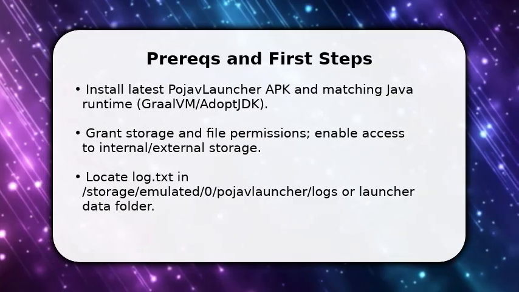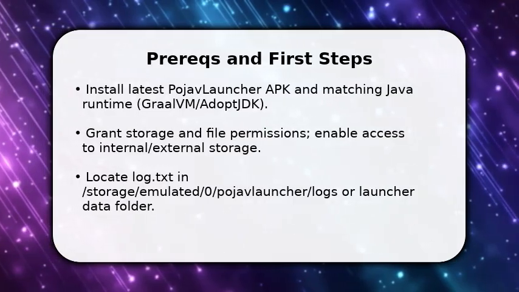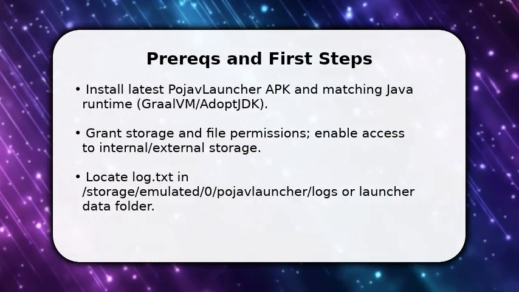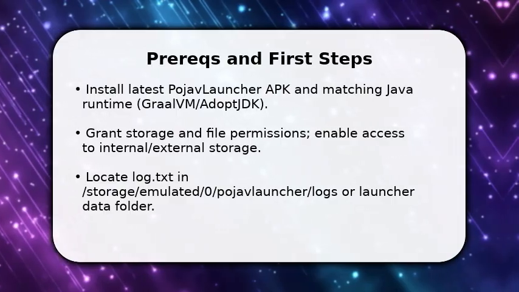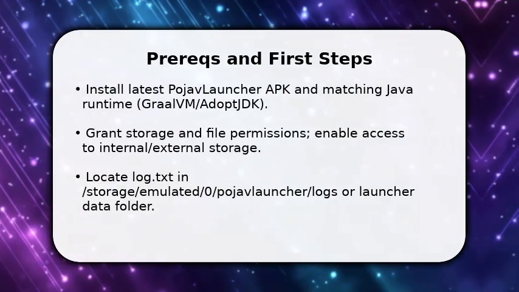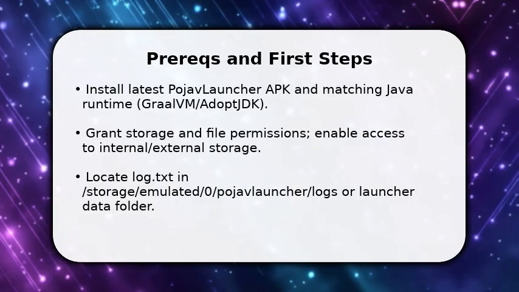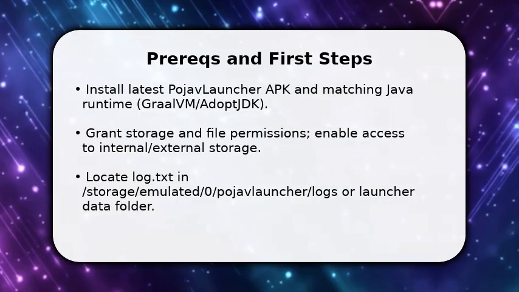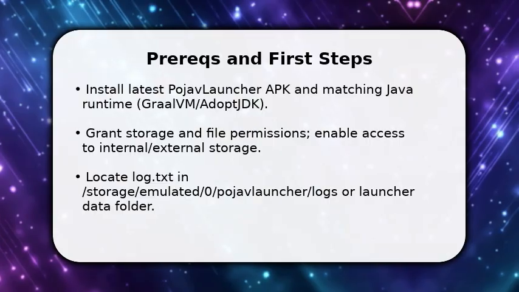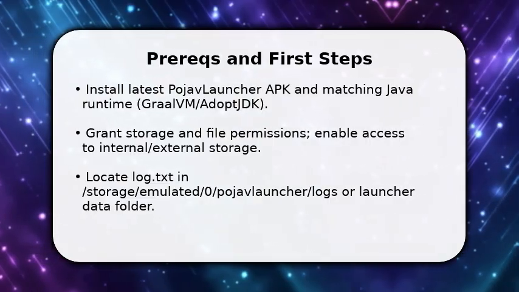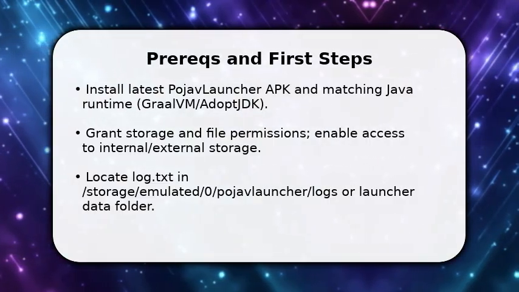You start by confirming prerequisites, the right Pojavlauncher build, and a compatible Java runtime. Once done, grant storage permissions so you can access files. Now open a file manager and navigate to the Pojavlauncher logs directory. Find Log.txt. You do this early because having the file ready lets you inspect errors immediately.